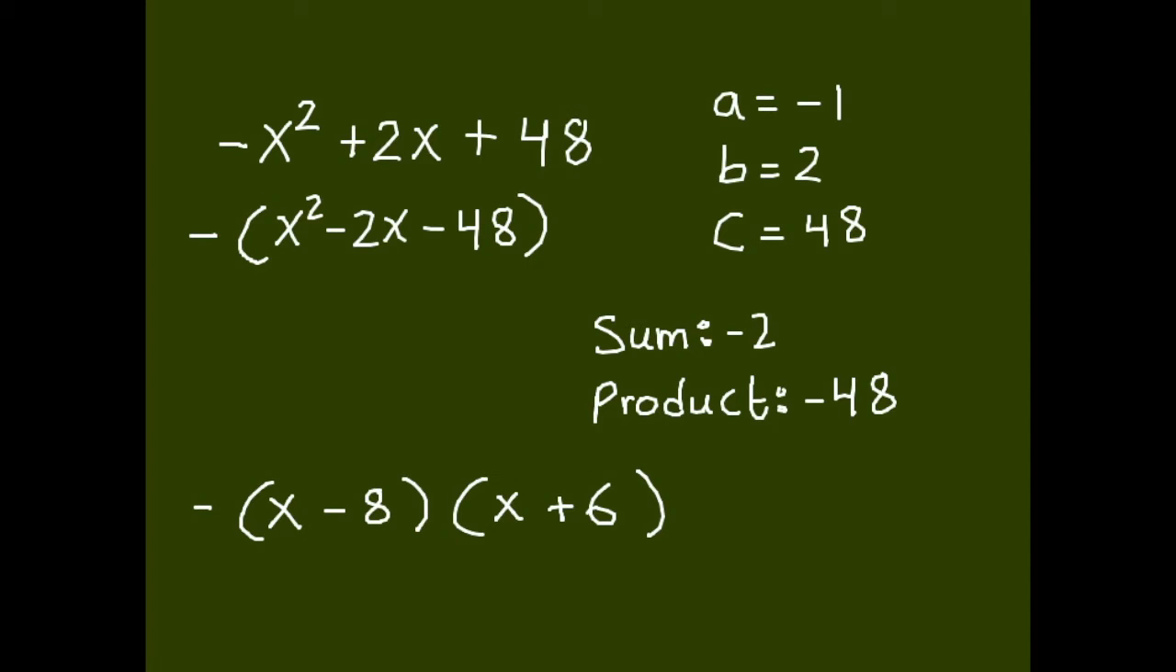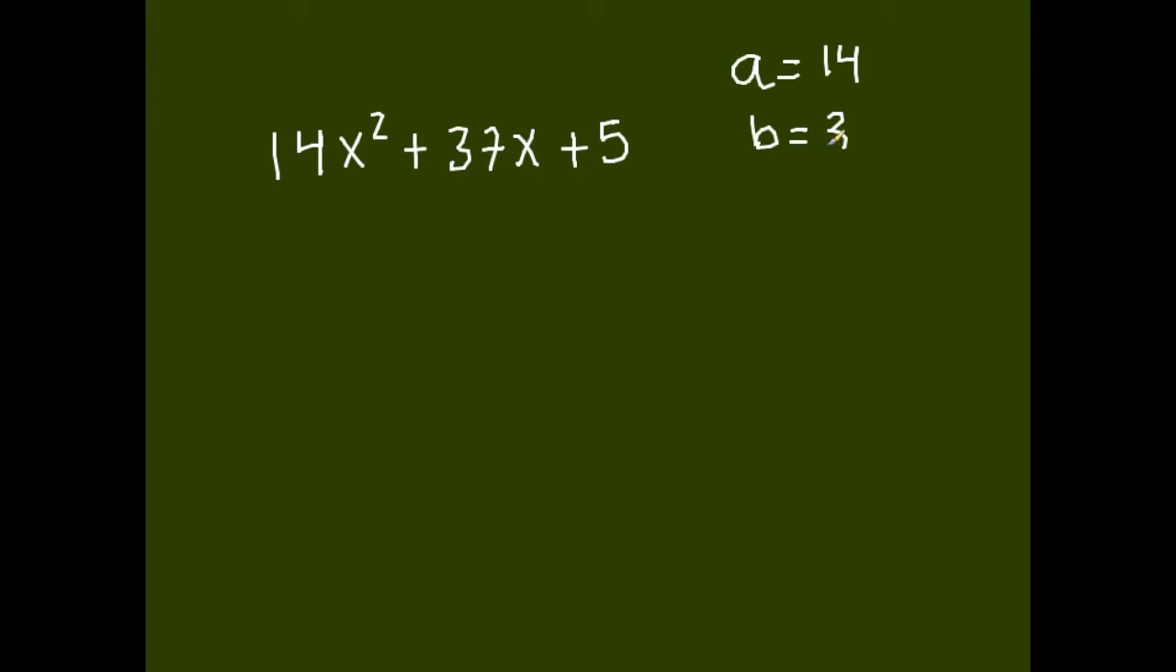All right, so let's try another example. Let's factorize 14x squared plus 37x plus 5. Okay, so let's just list out what a, b, and c here are. So a is equal to 14, b is equal to 37, and c is equal to 5. The first thing we should try to look for is any common factors, and to me, it doesn't seem like we can pull out any useful common factor here.